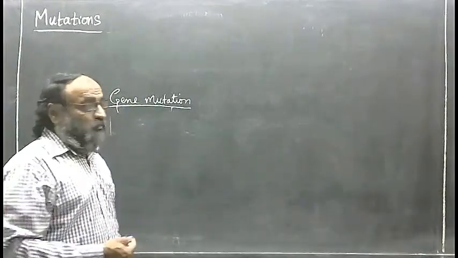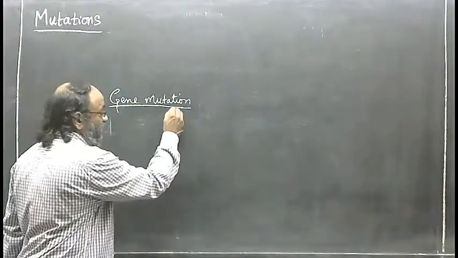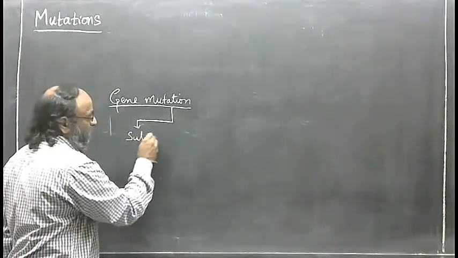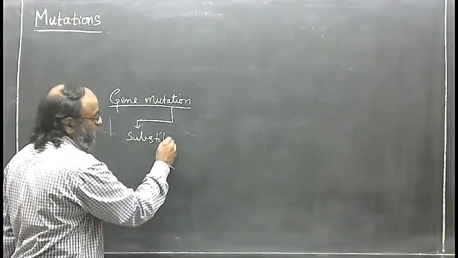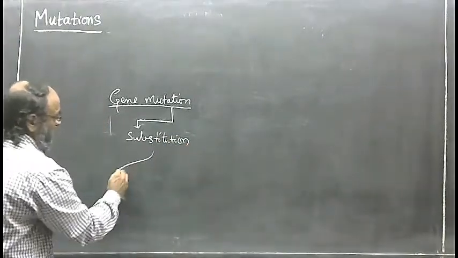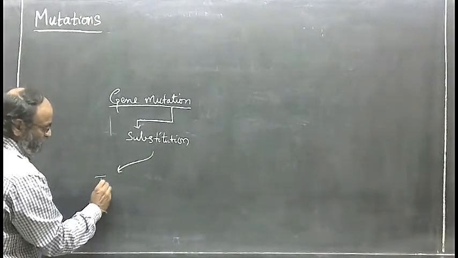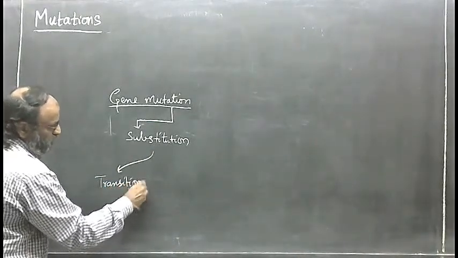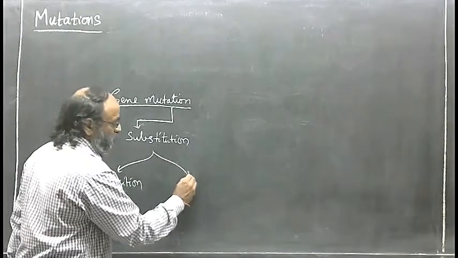Gene mutation, I said it is of two types. One is substitution, gene mutation by substitution. Substitution may be by transition or transversion.